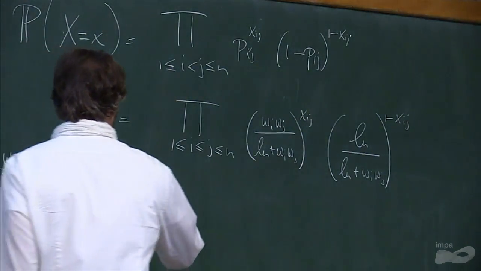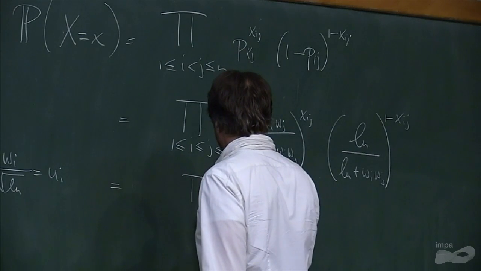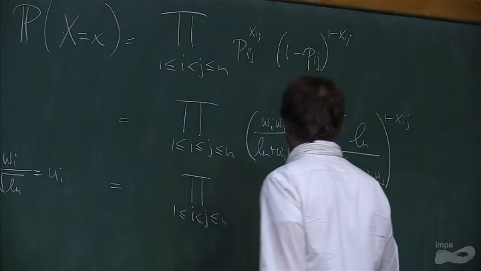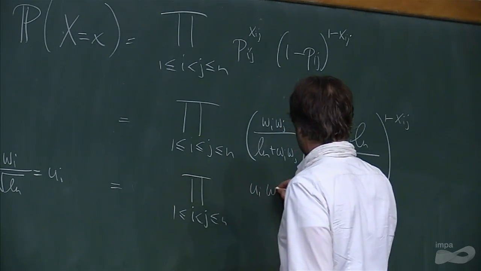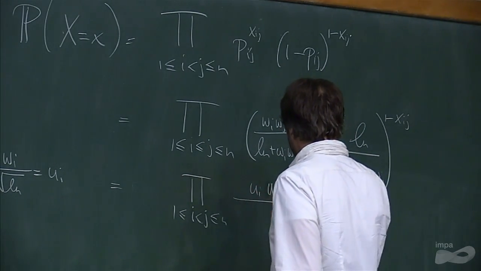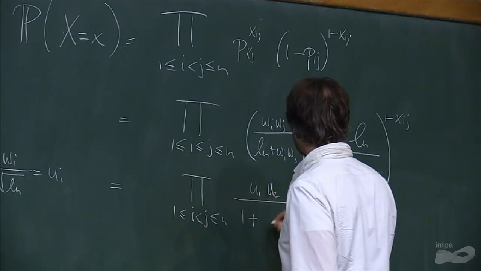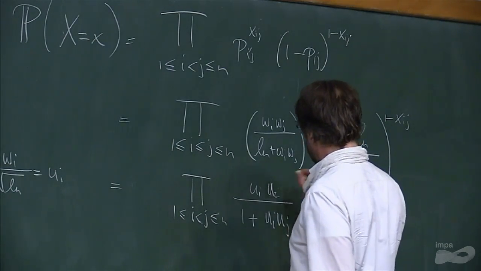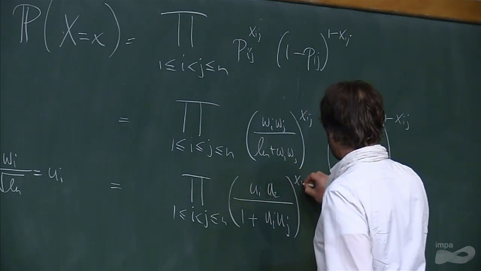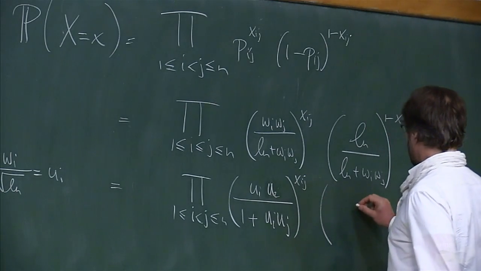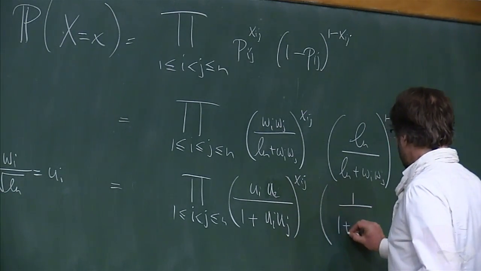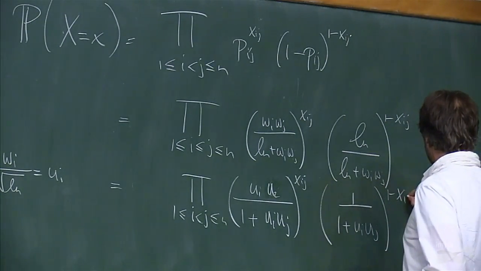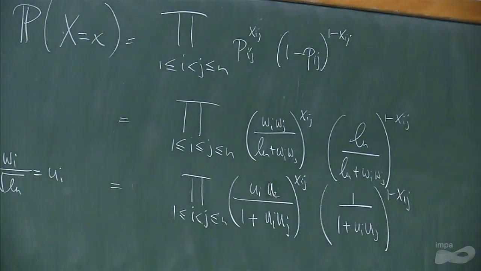Then actually what we see is that this product can be written as UiUj divided by 1 plus UiUj to the power Xij. And here we get 1 over 1 plus UiUj to the power 1 minus Xij. Okay?